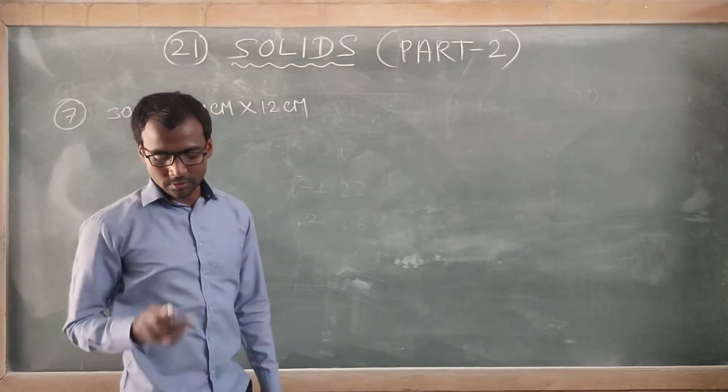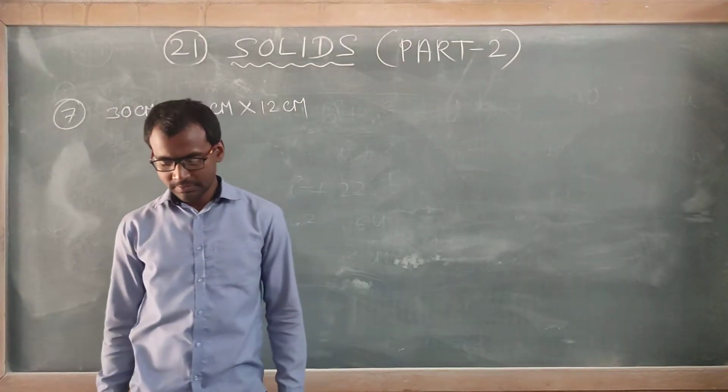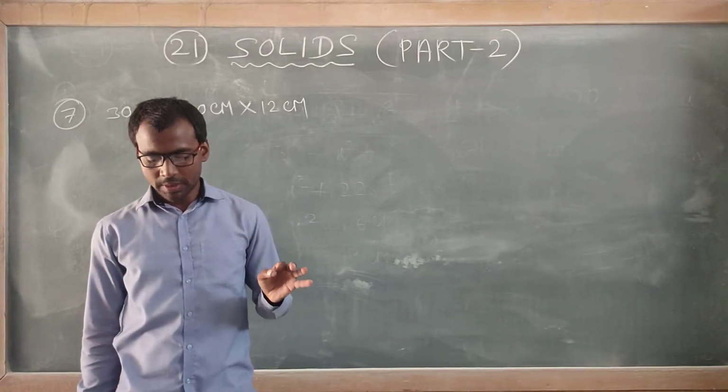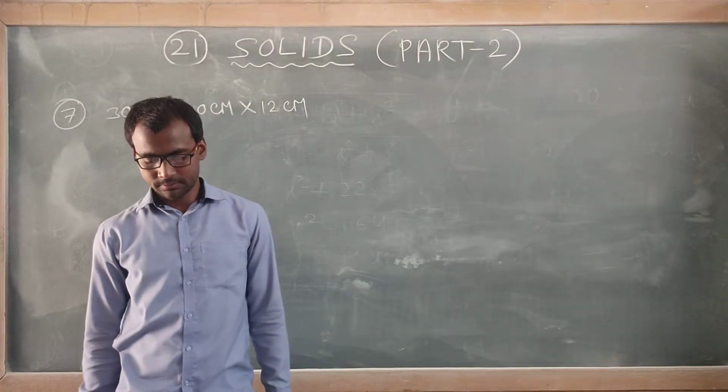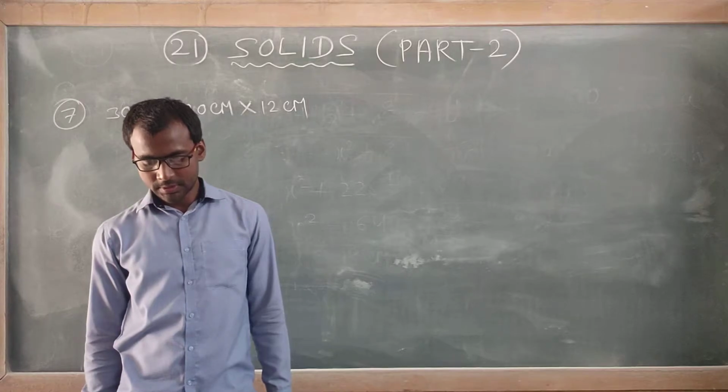These are the dimensions of the rectangular tank. It contains water to a depth of 6 cm.